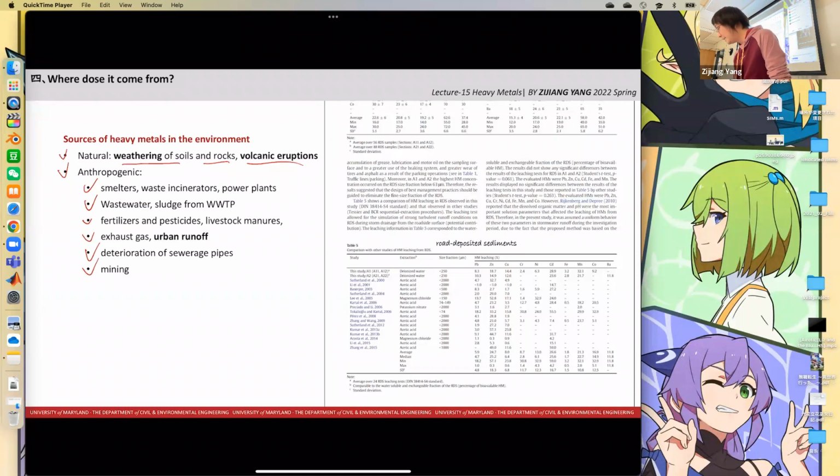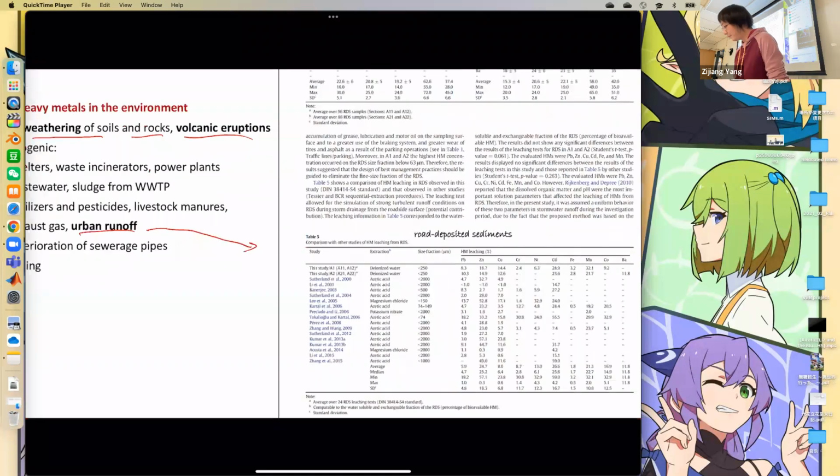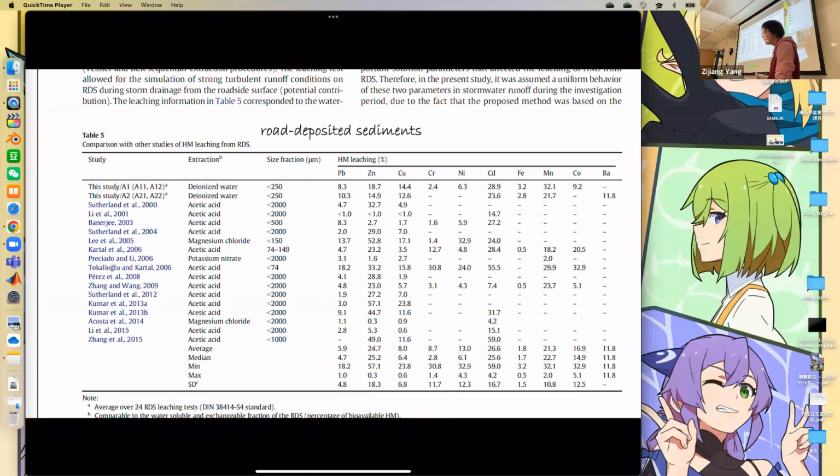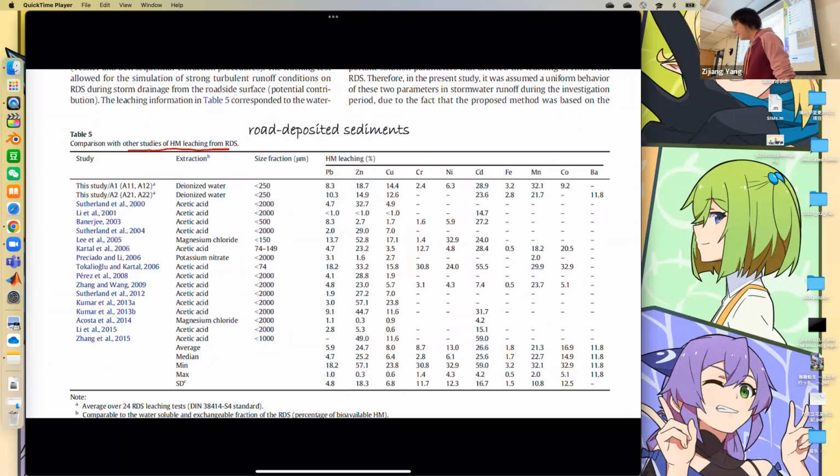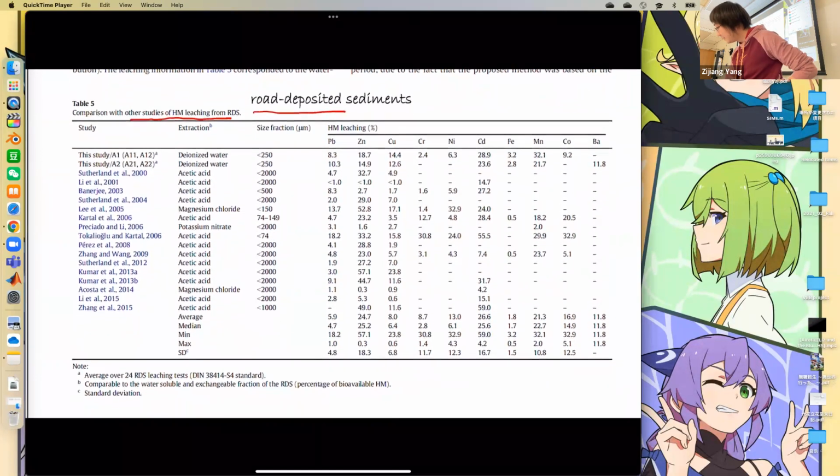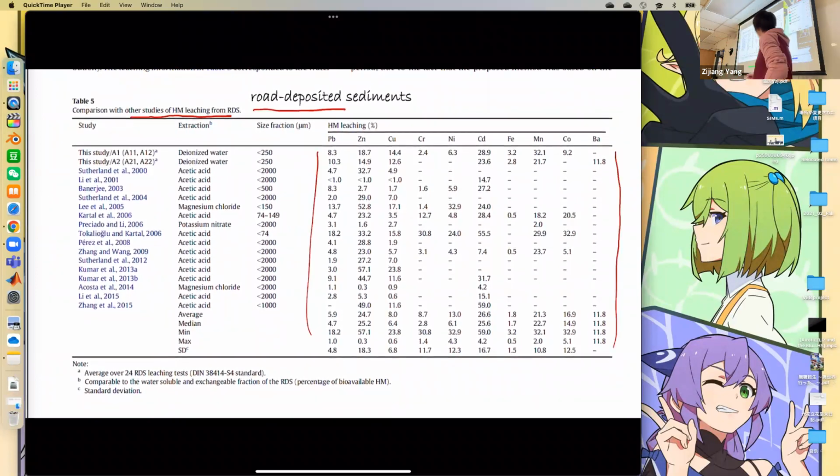And on the right side, I just found a paper that is talking about heavy metals in urban runoff. This table is a comparison with other studies of HM. HM here refers to the heavy metals from RDS, and RDS here refers to road deposited sediments. So they are just the sediments on the side of the road. And we can see that urban runoff may contain these different types of heavy metals.